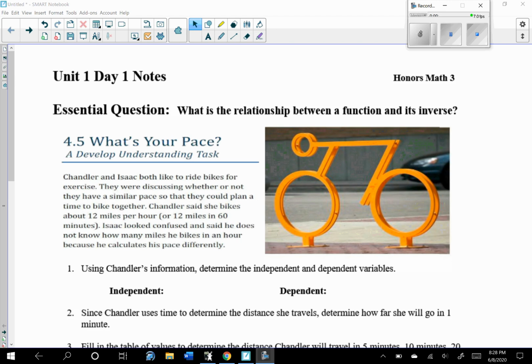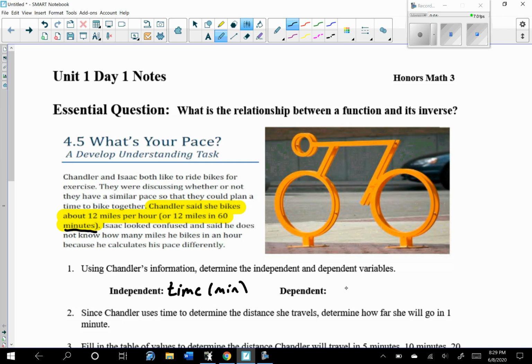So for question 1, using Chandler's information, determine the independent and dependent variables. Let's look back at the piece of information they gave us. They said that she bikes about 12 miles per hour, or 12 miles in 60 minutes. So the independent variable in this case, since it's miles per hour, remember it's rise over run. The rise is your y and the run is your x, which in this case would mean this is time. And we're going to use minutes. And the dependent would then, of course, be the number of miles or the distance.